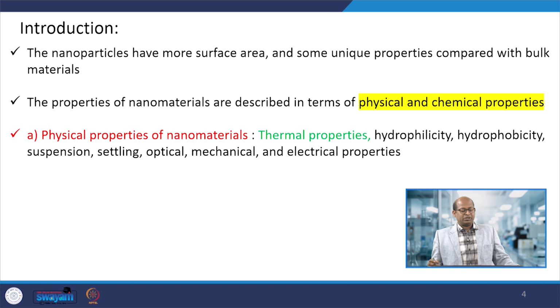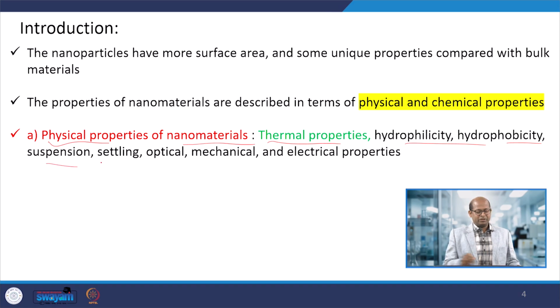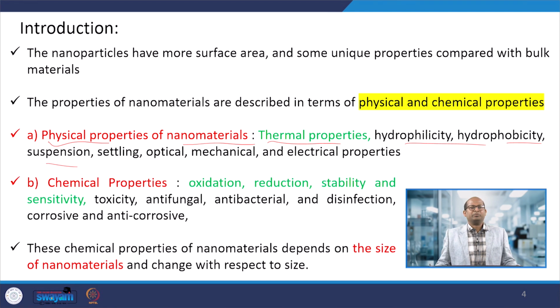If we have a bulk material and convert it into nanomaterial by a particular process or method that we will discuss later, then the surface area of that material would increase. That is one kind of physical property. In the physical properties of the nanomaterial, there is the thermal property I mentioned. Apart from that, there are hydrophilicity, hydrophobicity, suspension, settling, optical, mechanical and electrical properties, which count as physical properties of nanomaterials.